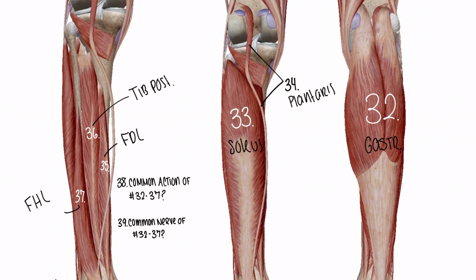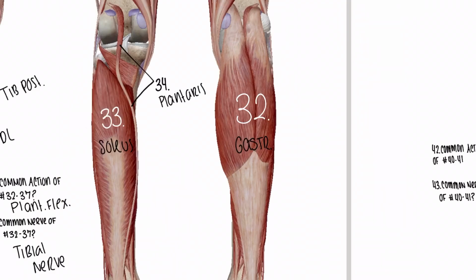So for 38, common action of number 32 through 37, that is going to be plantar flexion. And the common nerve for those muscles is going to be tibial nerve. All right, so hopefully those weren't too bad. Let's move on.